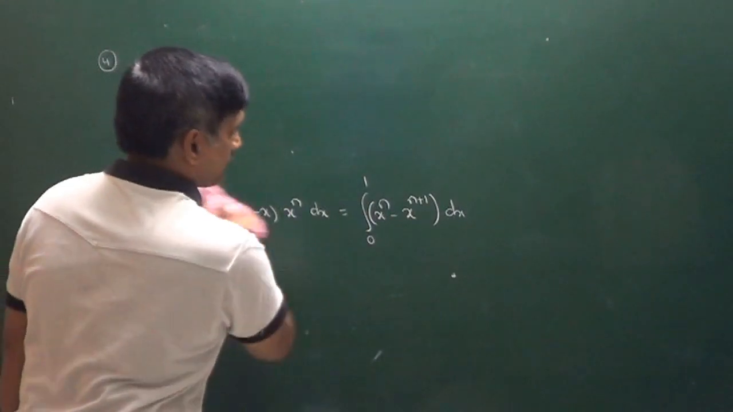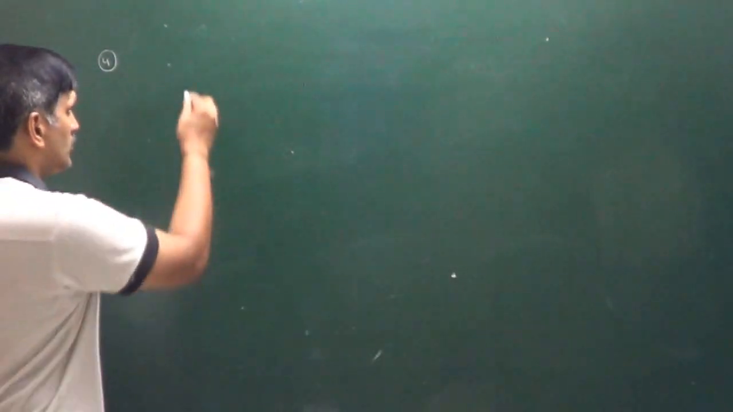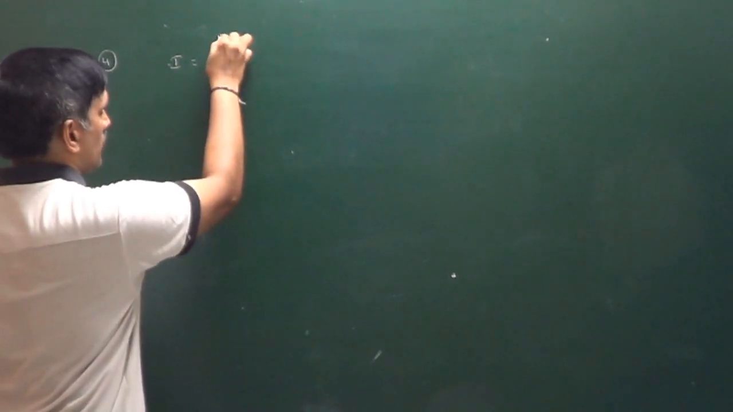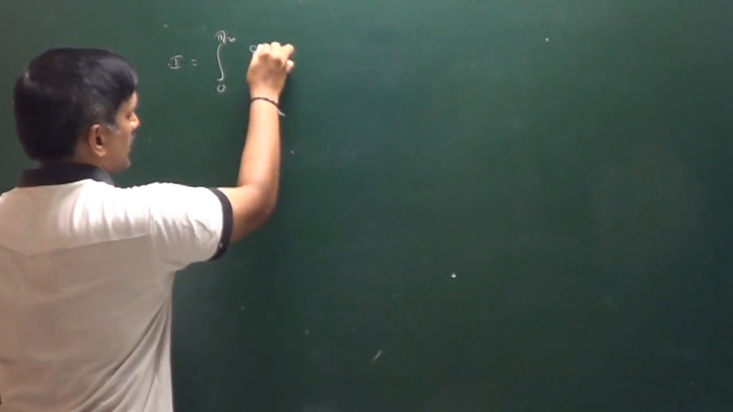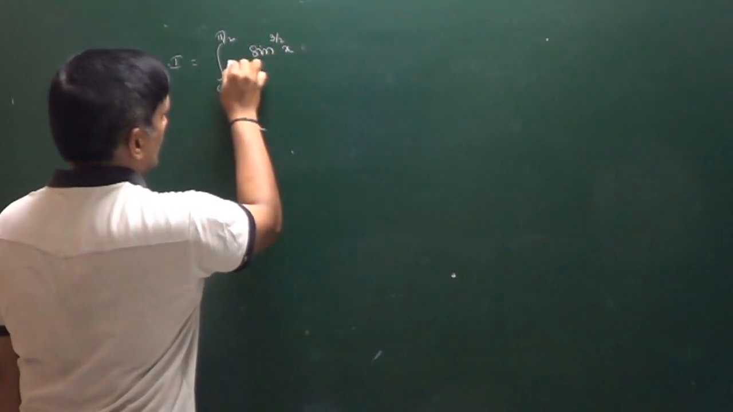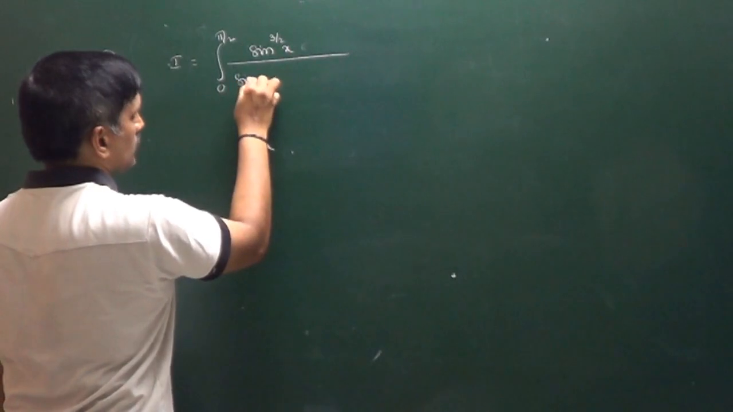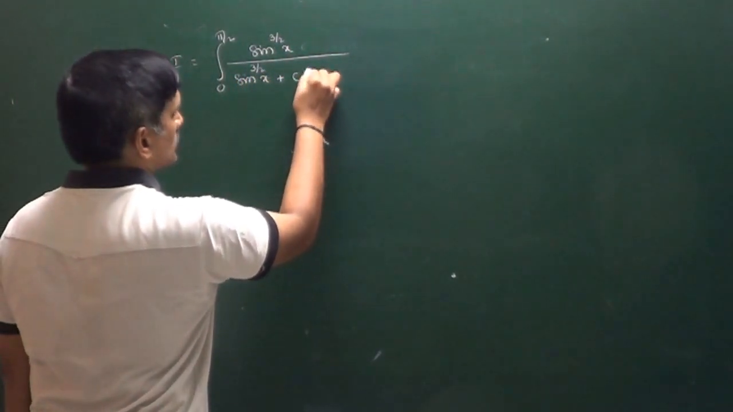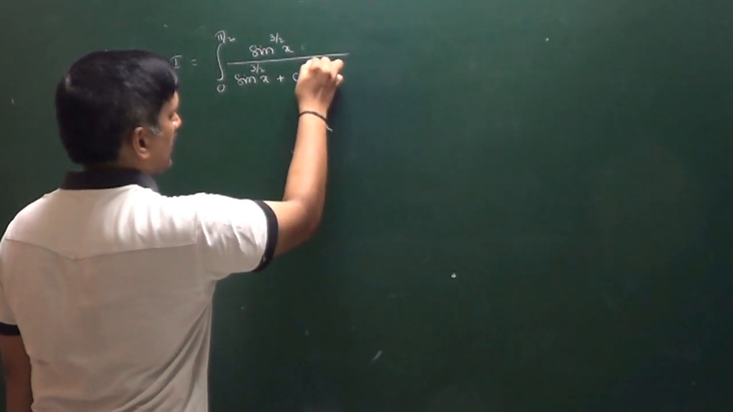Let's take another problem. The problem is given this way. I is equal to integral 0 to pi by 2 of sin x whole to the power of 3 by 2 divided by sin x whole to the power of 3 by 2 plus cos x whole to the power of 3 by 2.